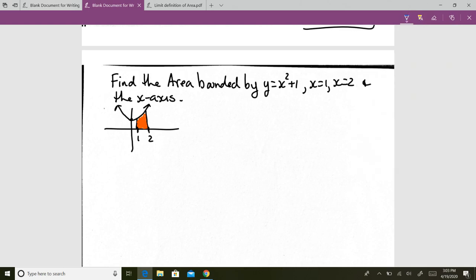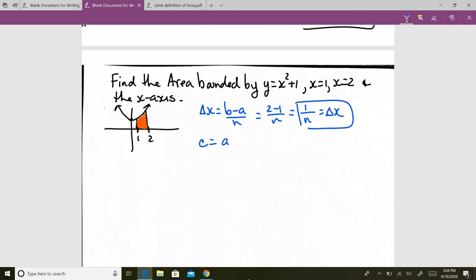All right. So first step, find delta x. b minus a over n, 2 minus 1 over n, 1 over n. There's your delta x. Then c i is a plus i delta x. The a value is 1, i is i, delta x is 1 over n. So it's 1 plus i over n. That is your c value.